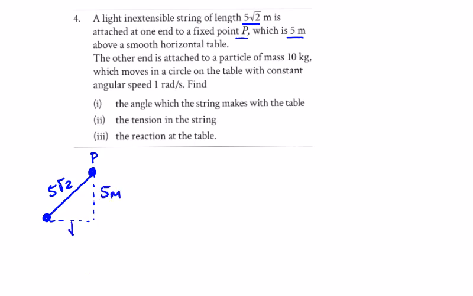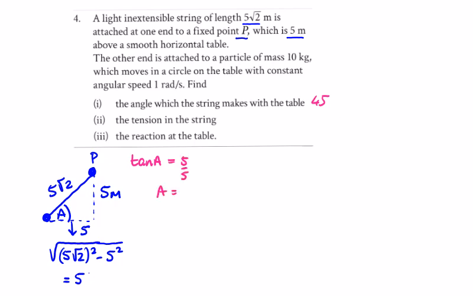So this side here, the square root of 5 root 2, all squared, minus 5 squared. You may see that's going to give 250 minus 25, which is 25, the square root of which will be also 5. And we put our angle in, A, it's going to be 45 degrees if these are both 5. So the angle which the string makes with the table, that's what we're asked. So 45, you could say the tan of A is equal to 5 over 5, or 1. Therefore A is equal to the inverse tan of 1, which is 45 degrees.